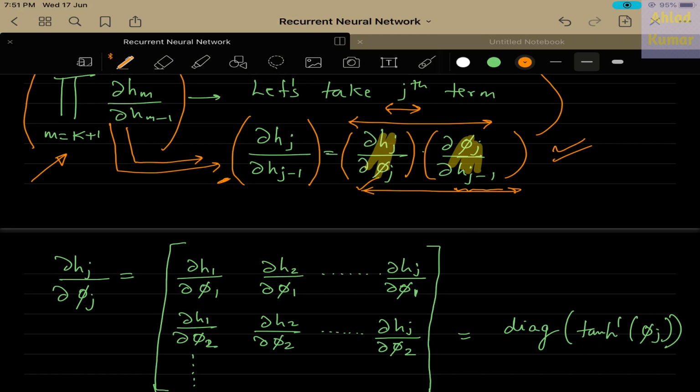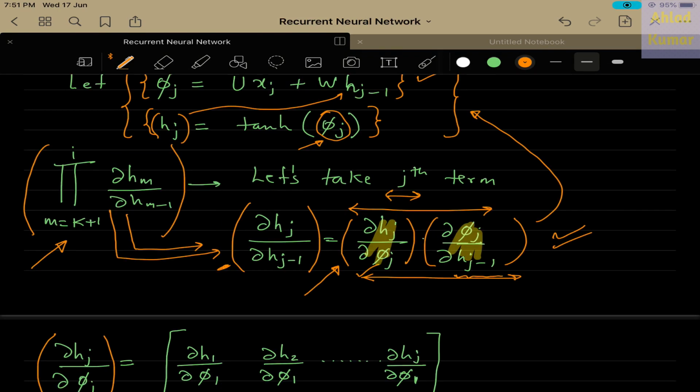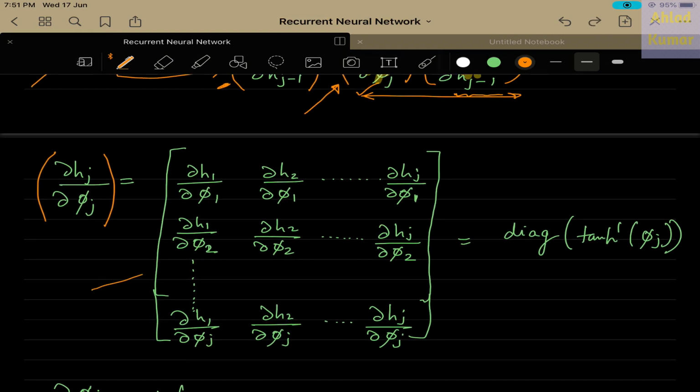Let's consider this derivative first. What we will get is a matrix when we take the derivative of hj with respect to phi j. The reason for that is hj is a vector and phi j is also a vector. So if you take the derivative of hj with respect to phi j, then it will be a matrix, and the entries of that matrix are this one.